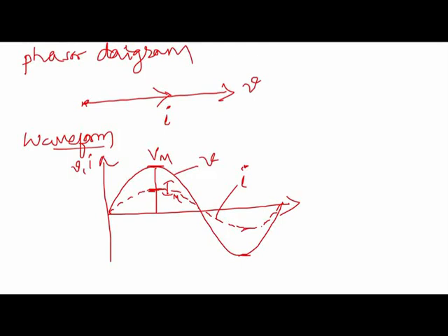Now let us calculate the power consumed by the pure resistor circuit. Whenever we apply the sinusoidal voltage to a pure resistive circuit, let us calculate the amount of power consumed by this pure resistive circuit. To calculate the power, let us start with the instantaneous power consumed, the instantaneous power in the pure R circuit.